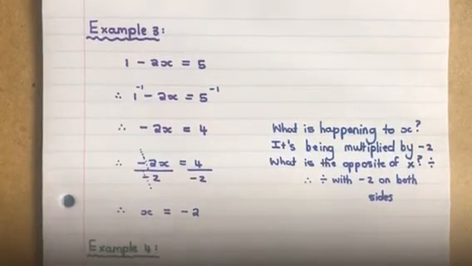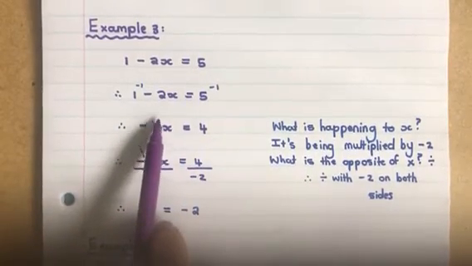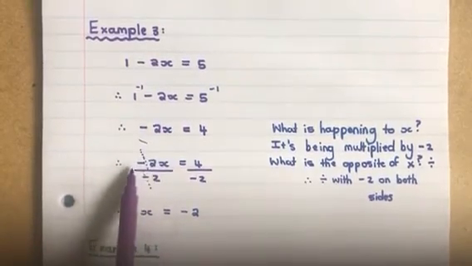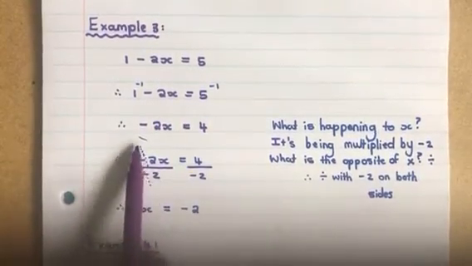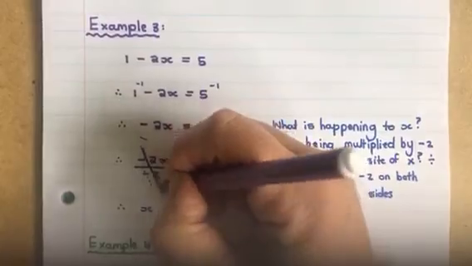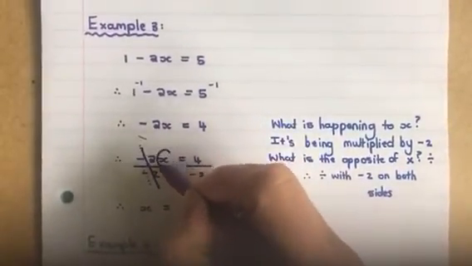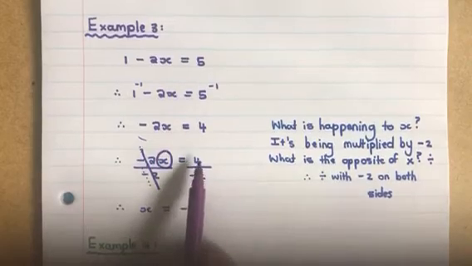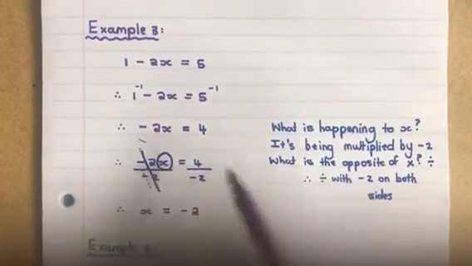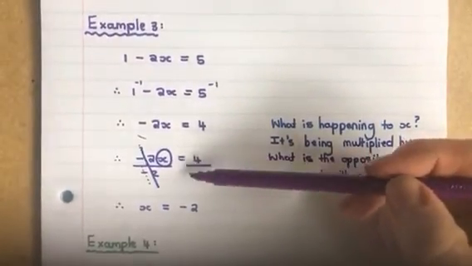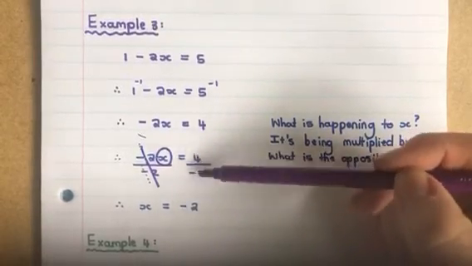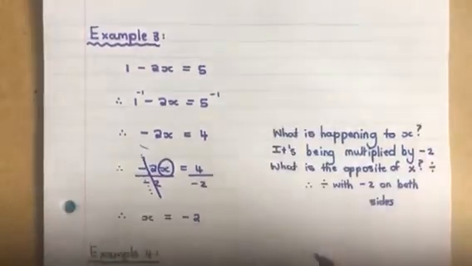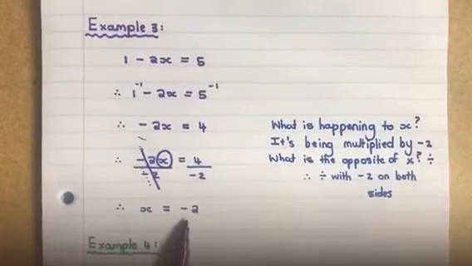So do you see that? Whatever's in front of the x, if it's being multiplied with negative 2, you divide away with negative 2. And then that will cancel out, and you are left with that x. But what you do on the one side, you have to do on the other side. So 4 divided by negative 2. Remember your signs: a positive divided by a negative is a negative. And 4 divided by 2 is 2. So there's your answer. X is negative 2.